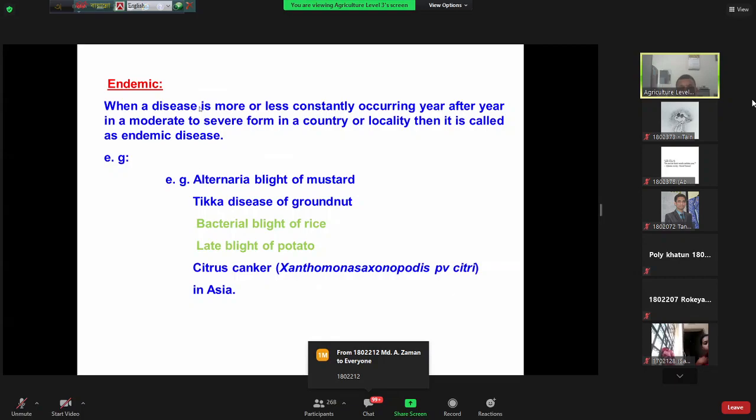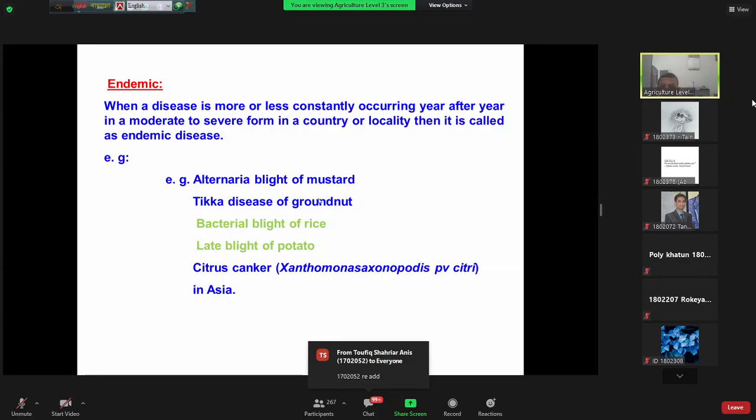Endemic: when a disease is more or less constantly occurring year after year in a moderate to severe form in a country or locality, then it is called endemic disease. When a disease appears in a locality year after year, in moderate to severe form, we call it endemic.